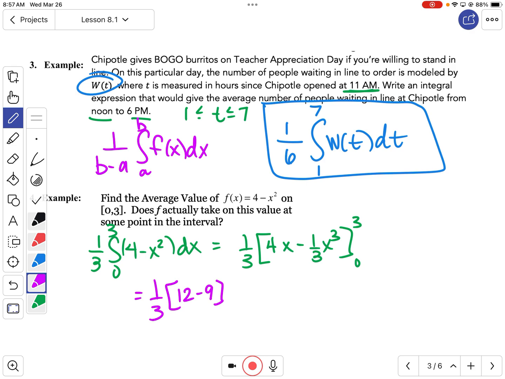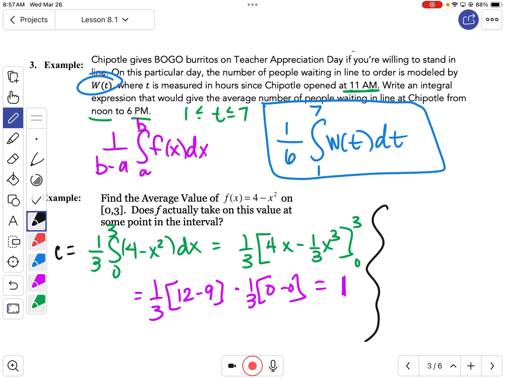They're all 0, yay. But we would actually plug those in. We'd get 0 minus 0, okay? So if we simplify that, 12 minus 9 is 3, times 1/3 gives me 1. So that is my average value C. The question is, does the function actually equal 1 at some point?